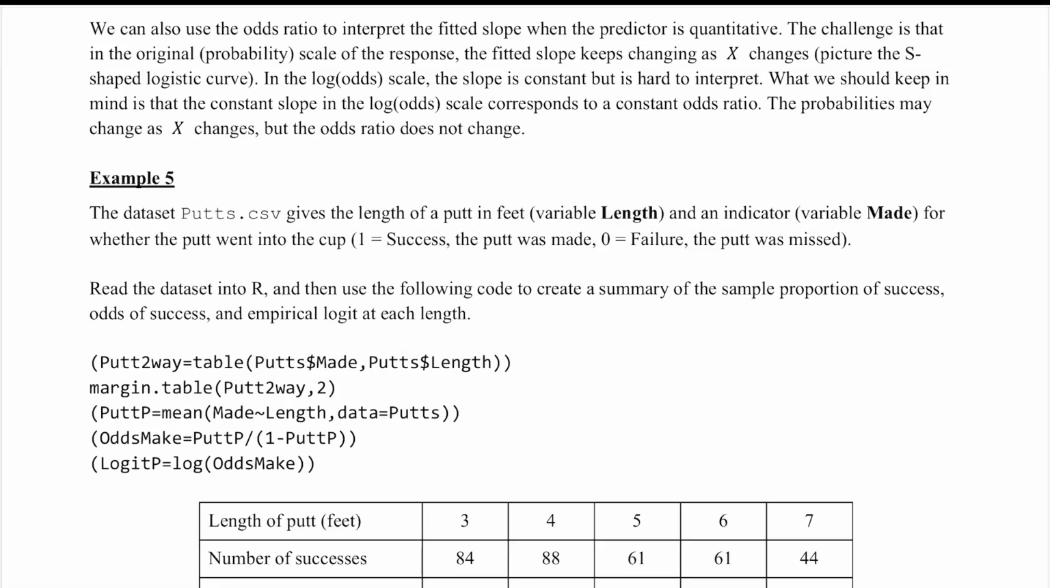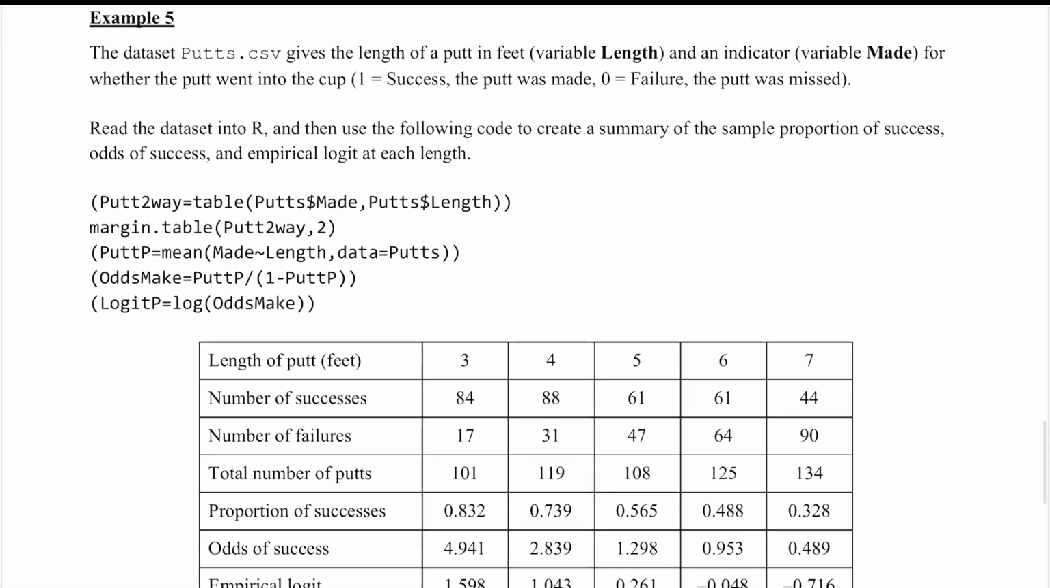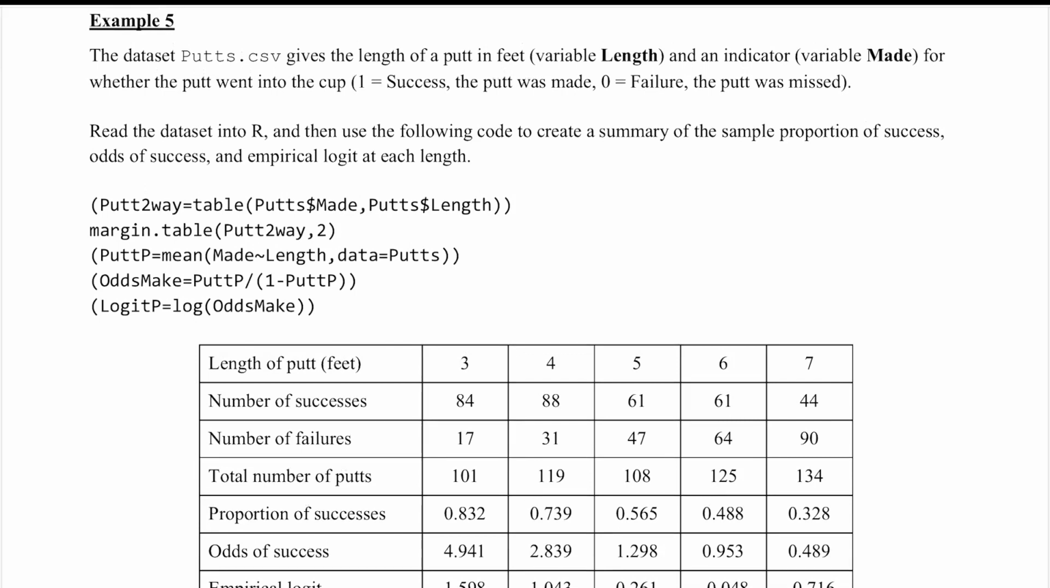but as we were saying in the last video, it's difficult to interpret. What does it mean to say we have a typical change in log odds when the input goes up by 1? But one thing that we want to just remember is that when we have that constant slope in the log odds scale, we're talking about a constant odds ratio. So as we move along the x, even though the x value is changing, that odds ratio is not changing.